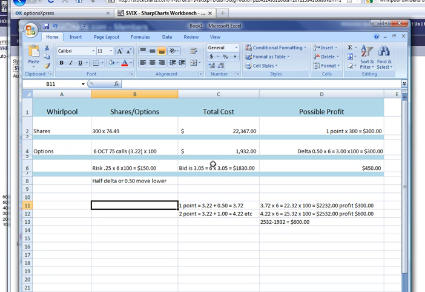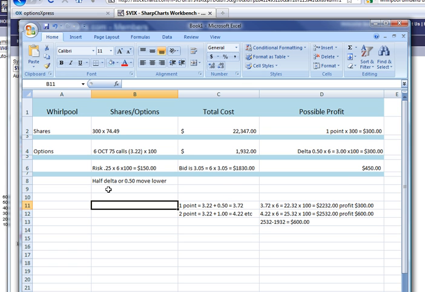Okay, a 1 point move is $300 to him. So with that in mind, I want a similar move. I would need to buy 6 October 75 calls at either the ask or the bid. If we got it at the bid, that would be even better. Okay, that would be a good entry. That would be my total cost, and for every $1 move, I can expect 50 cents on delta, or using the math, 50 cents times 6 options times $3 times a 100 multiple would be $300 profit.